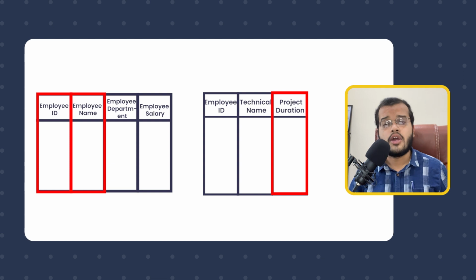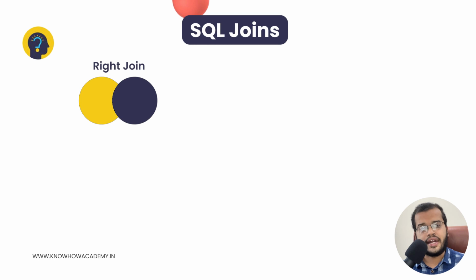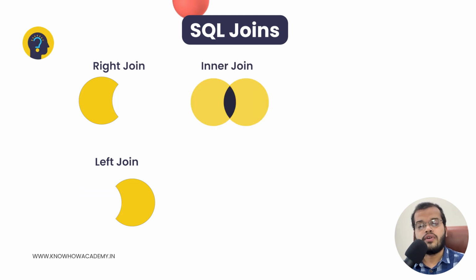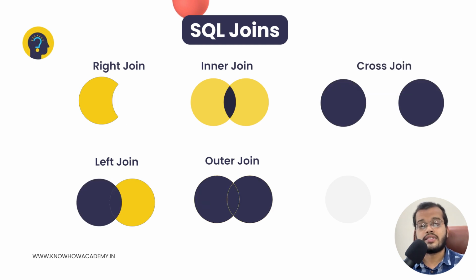So the point is that when you work on these kinds of scenarios, the joins concept comes into the picture. There are different types of joins in SQL. Let me take you through all those types step by step. We have right join, left join, inner join, outer join, cross join and self join.